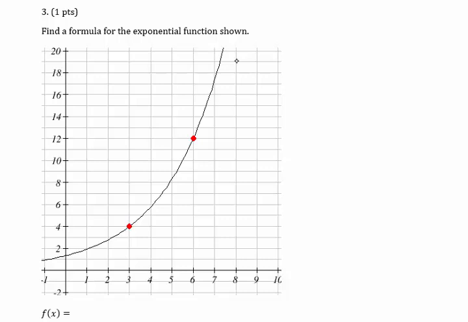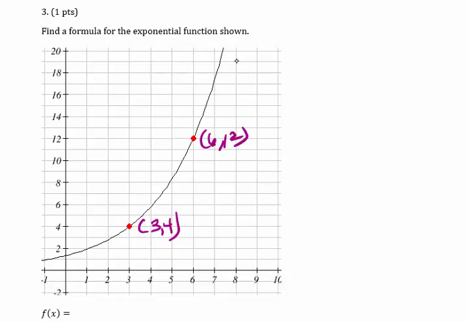This is section 4.5, number 3. It says find a formula for the exponential function shown, and we're given a couple of points on the graph, so let's go ahead and label them. The first one is (3, 4), and the second is (6, 12).